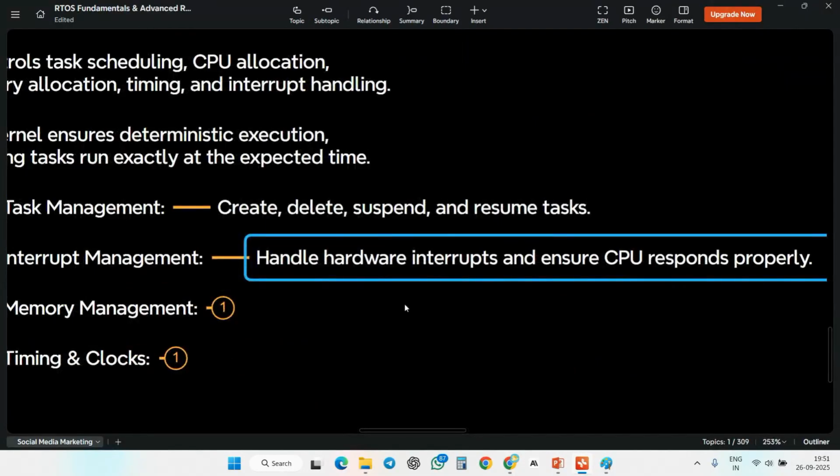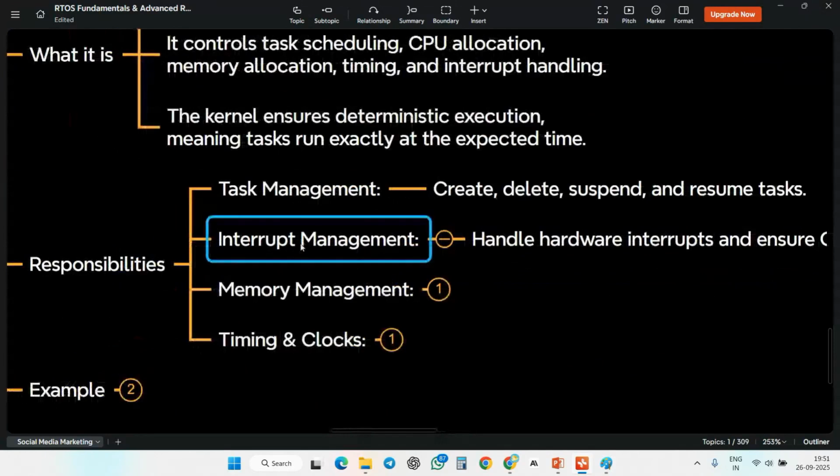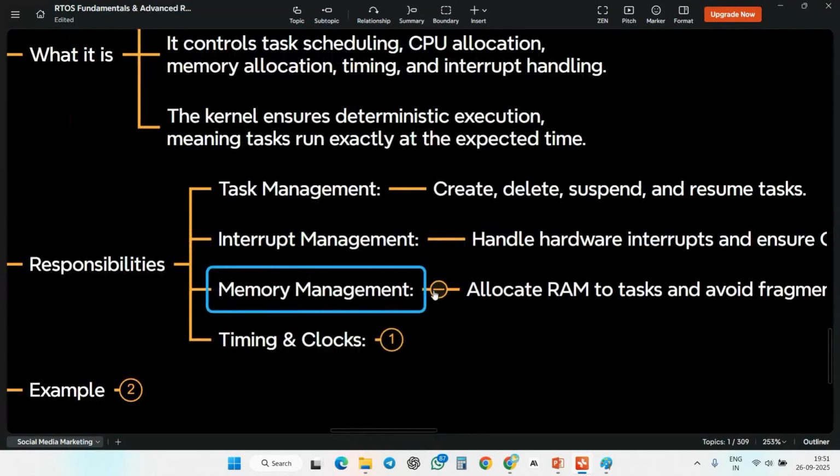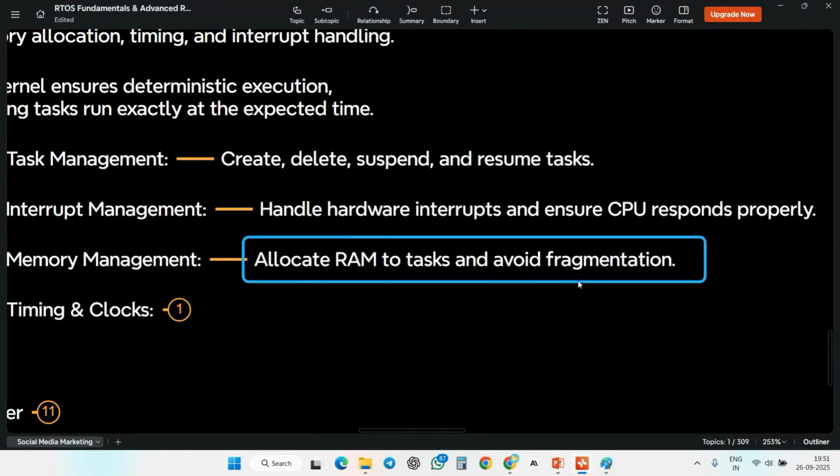So if any interrupt comes, the CPU is going to respond properly. So it is going to handle the interrupts also. Memory management. Okay, so it allocates the memory for RAM. Because all the processing data is going to be stored as temporary data in RAM. At that time, it is going to allocate the memory in your RAM.